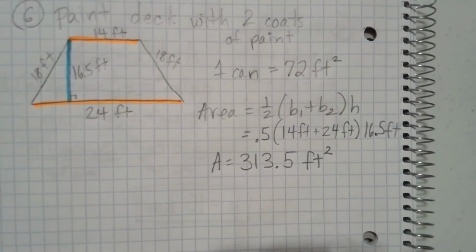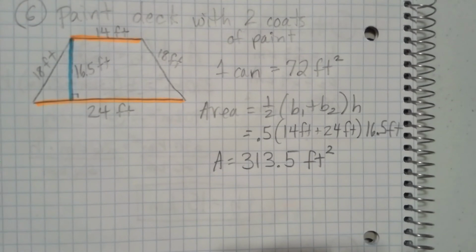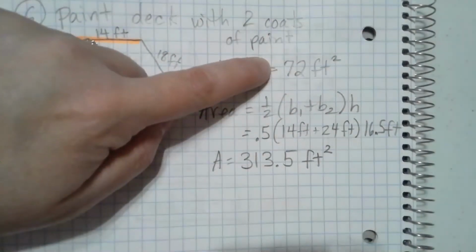How many cans of paint will we need to use? King really wants to know. There are these cats that keep walking in front of our house. He's going crazy.